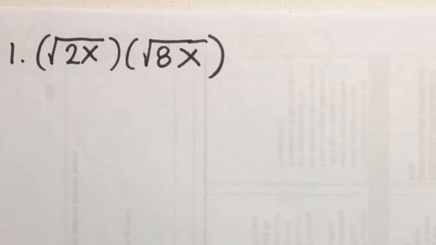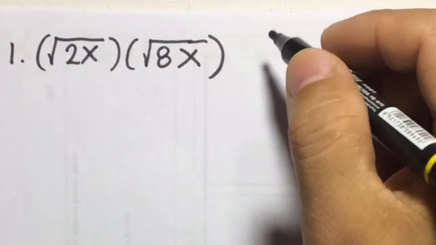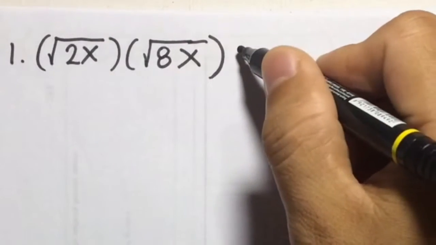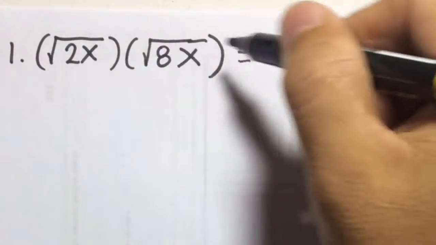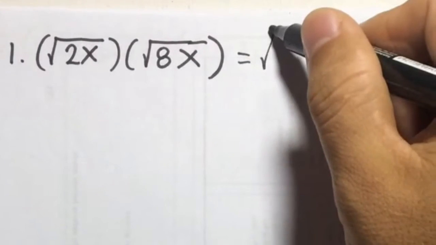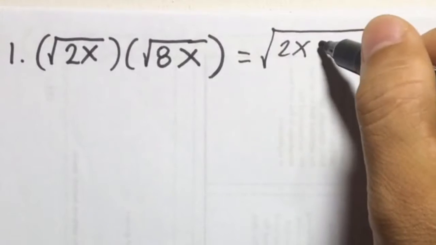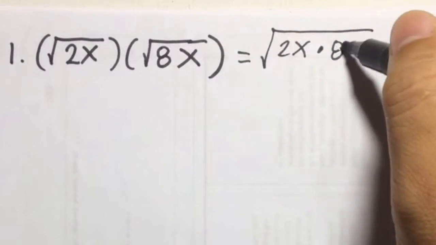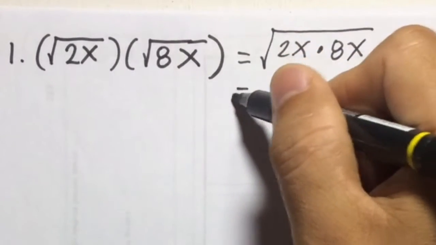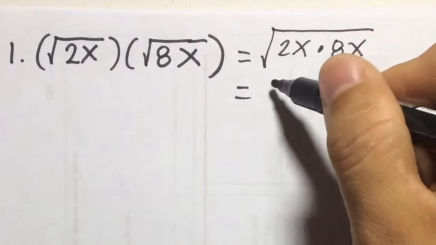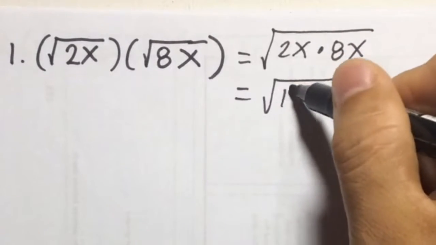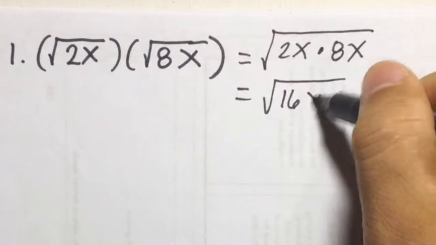Example number 1. Square root of 2x times square root of 8x. Applying nth root of AB equals nth root of A times nth root of B, we'll just multiply the radicands. So we're going to have the square root of 2x times 8x. The answer here: 2 times 8 is 16, so square root of 16, then x times x is x squared.